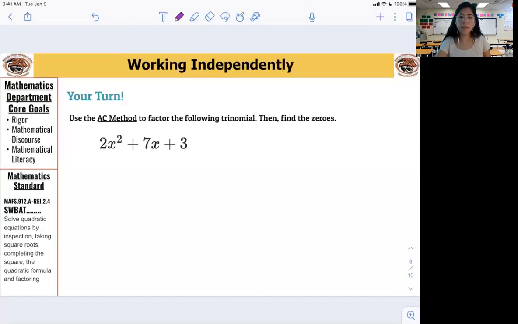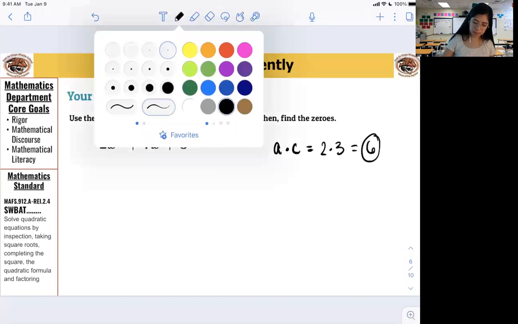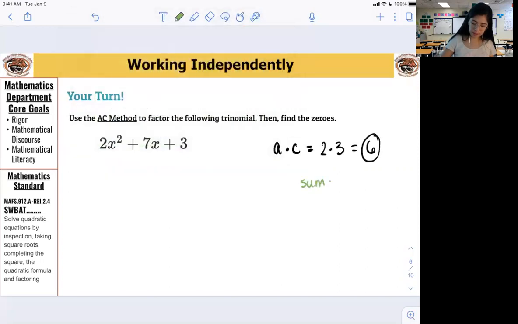All right, 5, 4, 3, 2, 1. Let's check it out. A times C, what does that give me? A times C, 2 times 3, 6. That's my product. My sum is 7. What two numbers add up to 7 and multiply to make 6?